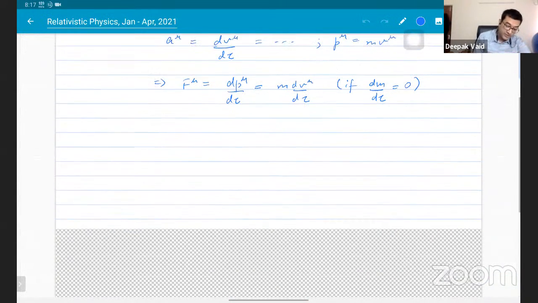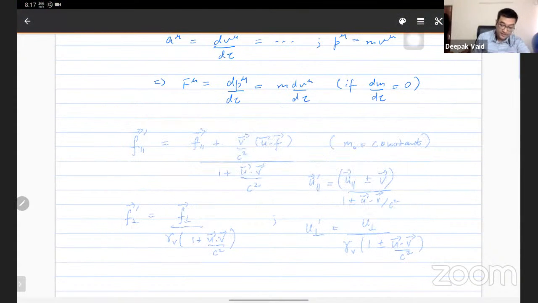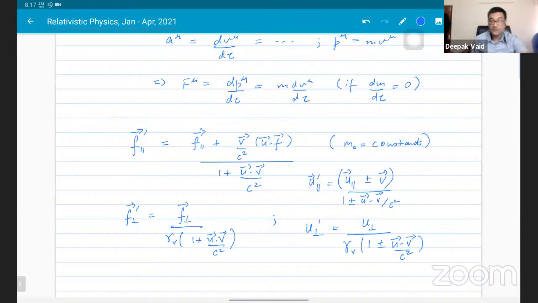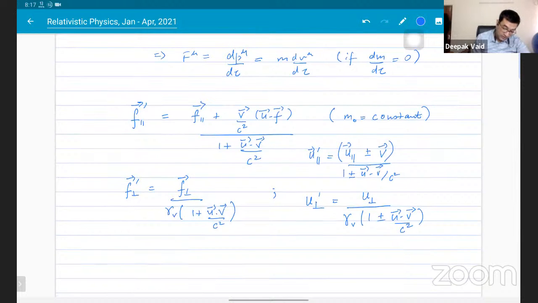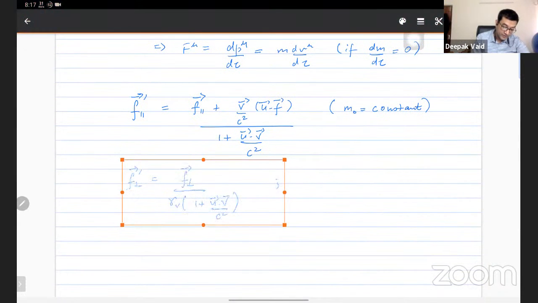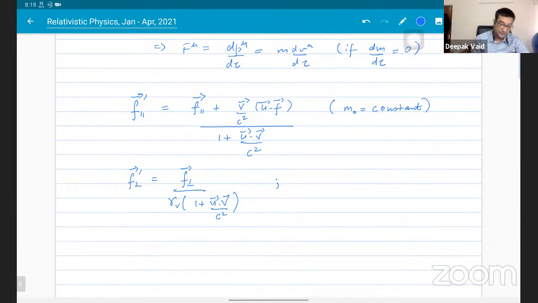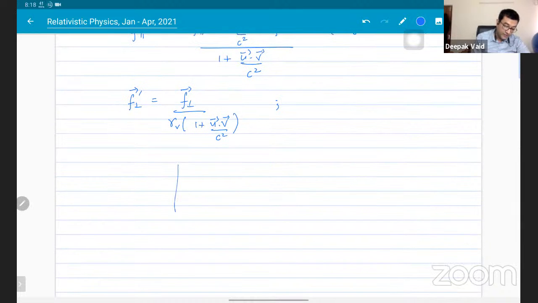Now we can use these expressions to understand how the electric field in one frame of reference transforms as seen by an observer in a moving frame of reference. Okay, right? So these are the transformation equations that we have for the force.